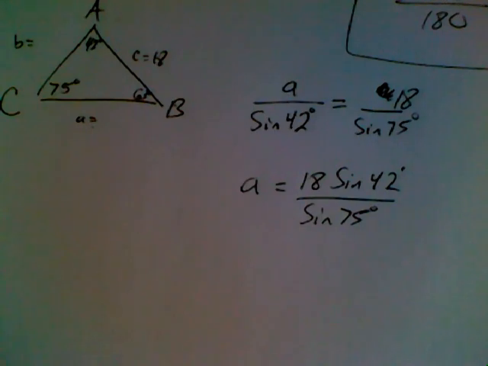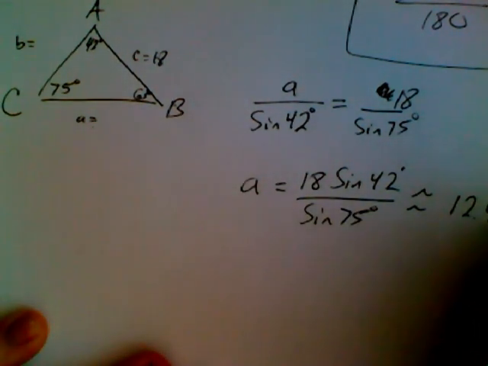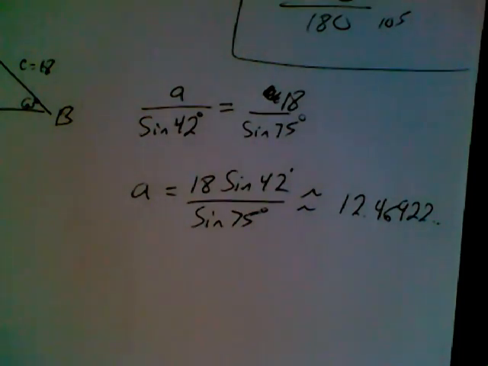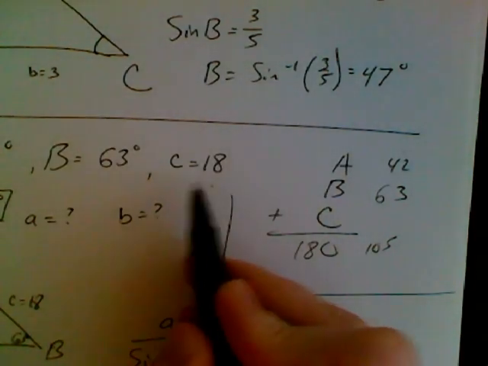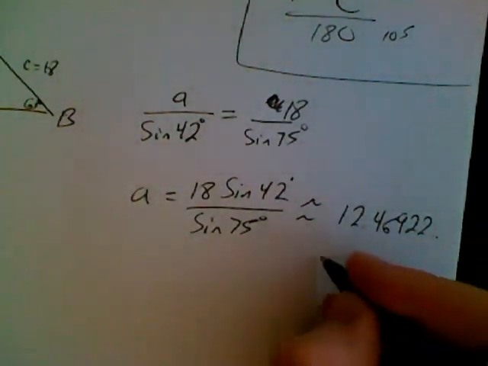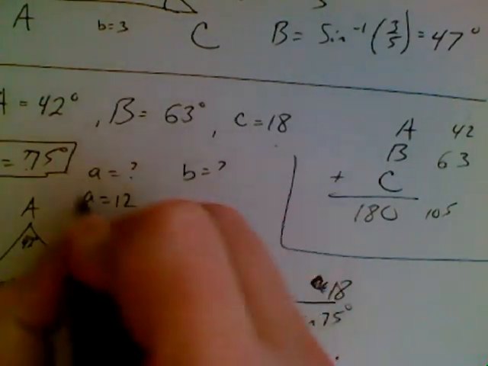That's going to give me a value of approximately 12.46922... What do I want to round this to? Well, the problem itself doesn't tell me. It just says solve the triangle. If it doesn't tell me what to round to, I'm going to round to the value that is provided for that length or angle. For this length, I'm provided 18, no decimal places. So I'm going to round this to 12, no decimal places. So that's a. a is equal to 12.